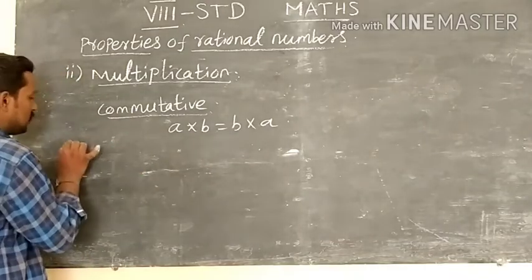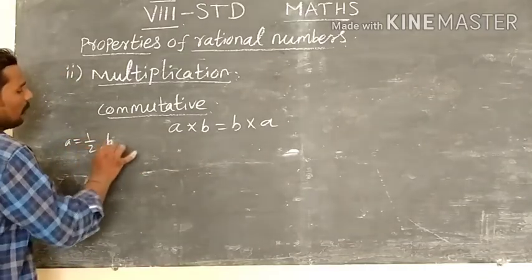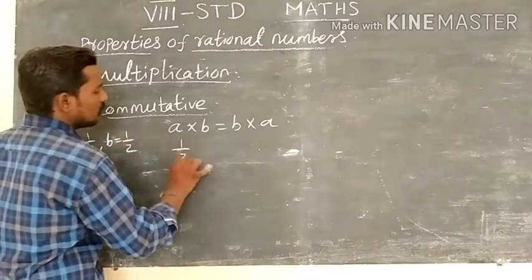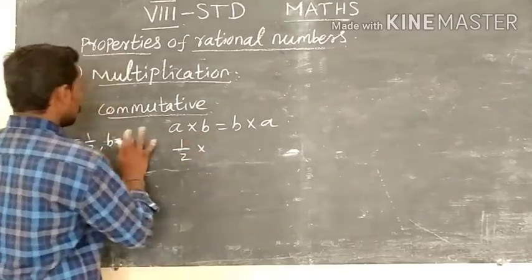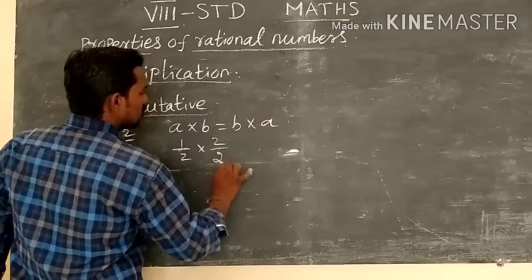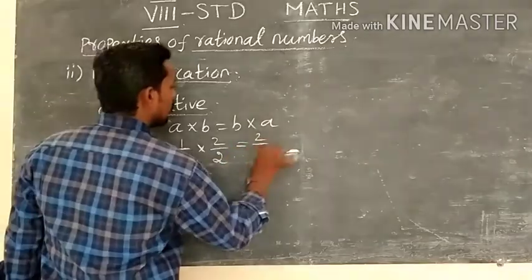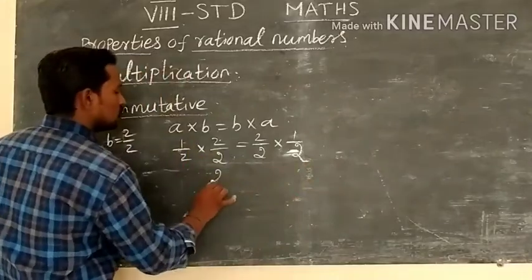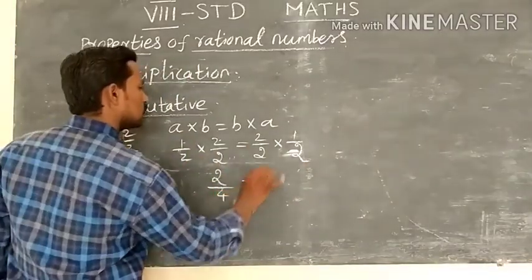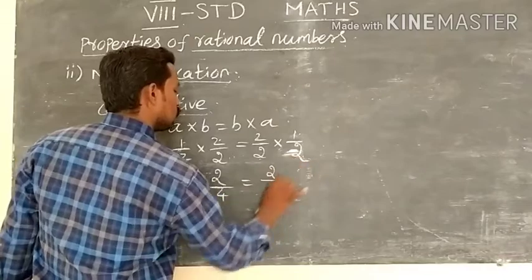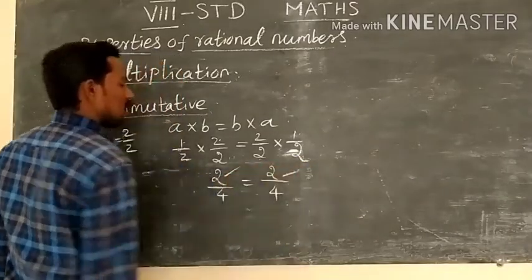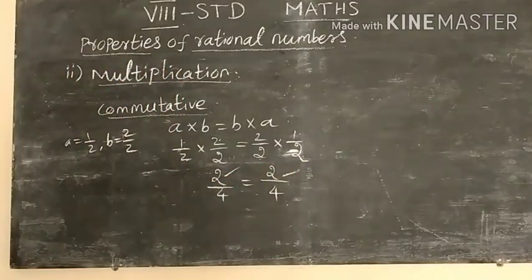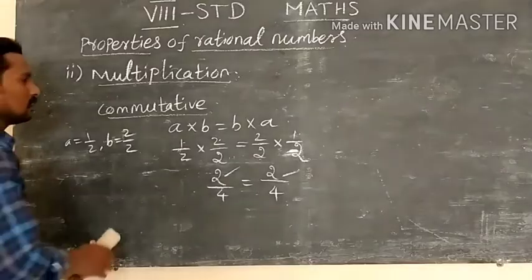The same example: a is equal to 1 by 2, so 1 by 2 into 2 by 2. This is equal to 2 by 2 into 1 by 2. 1 2s are 2, 2 2s are 4. This is equal to 1 2s are 2, 2 2s are 4. The LHS and RHS are same. Okay, this is a commutative property.